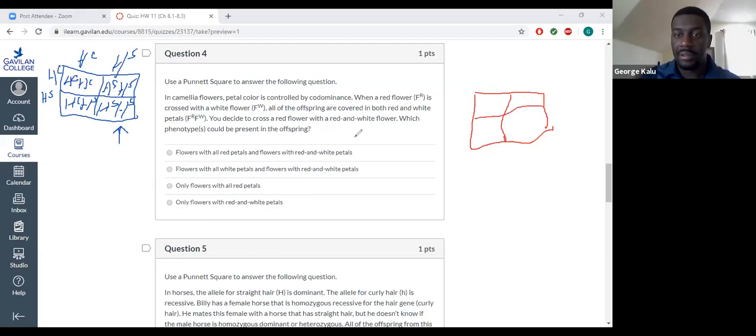So if we have a red flower, its genotype is going to be FRFR. Again, this is determined by codominance. And if we have a red and white flower, its genotype is going to be FRFW. So again, if we do our Punnett square, here we have FRFR.